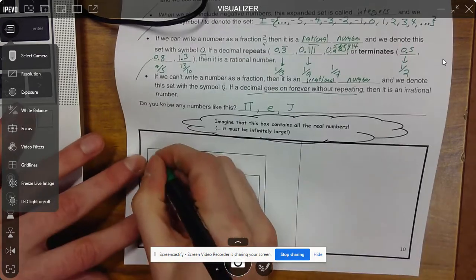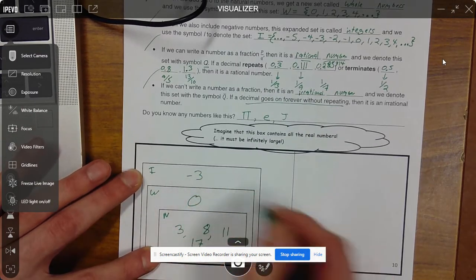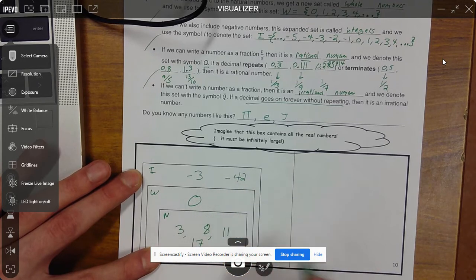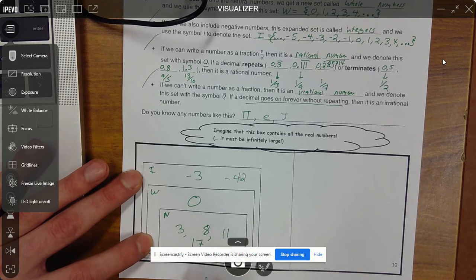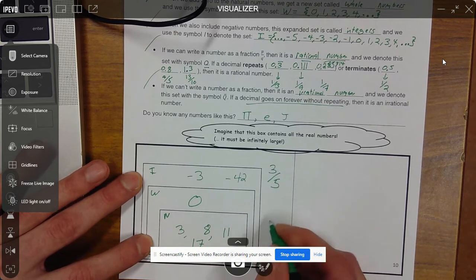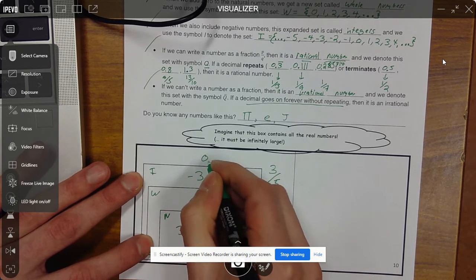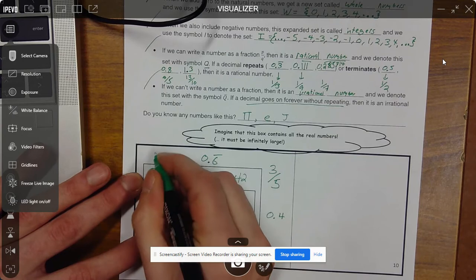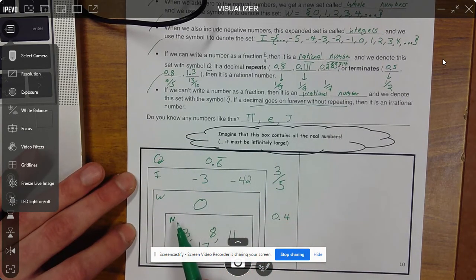Next are the integers. So the integers include all the natural numbers and 0. But now we also have numbers like -3, -42. And all 3 of these boxes are rational. And so are any fractions or terminating decimals. Terminating means ends, or repeating decimals. So those are all my rational. So rational is the biggest subset yet. It includes natural, wholes, and integers.